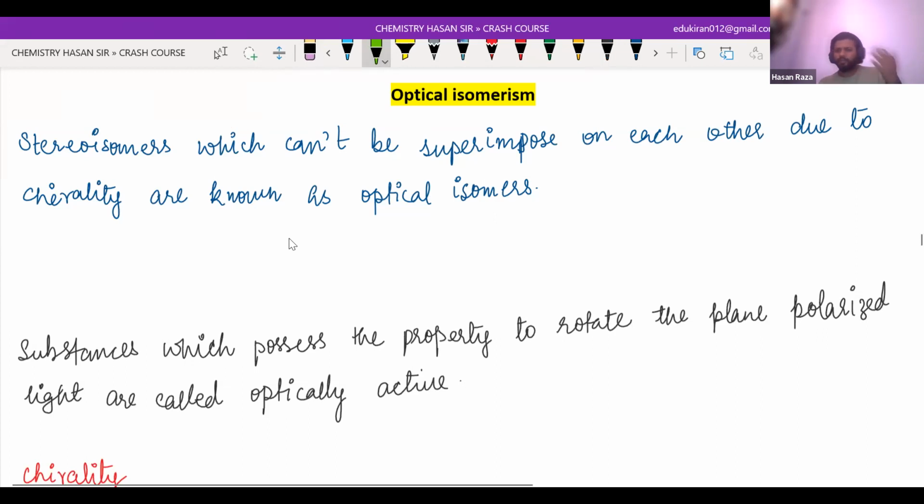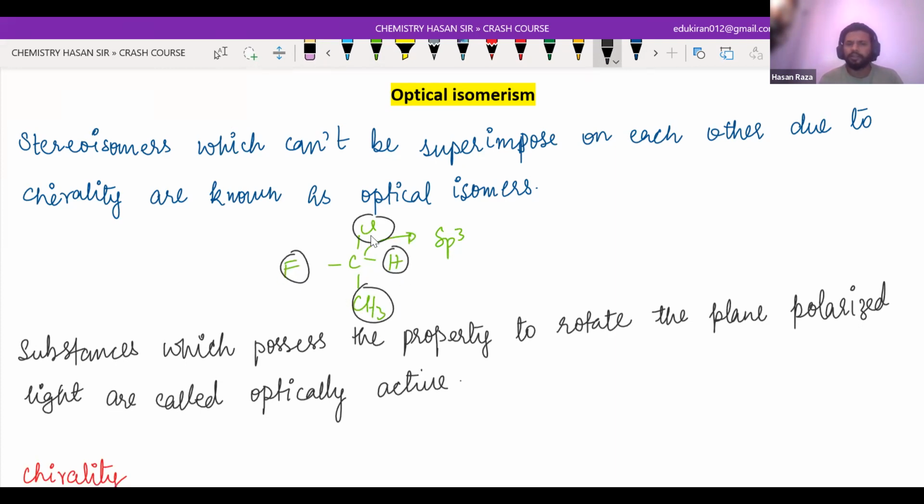The carbon which is sp3 hybridized and surrounded by four different groups is called chiral, like the one I wrote here. You can see this is sp3 first. You need to check the hybridization, sp3 it is, and then you need to see the groups to which it is attached. And if they are different, as they are here, that is why it is a chiral carbon. That means this carbon is chiral.